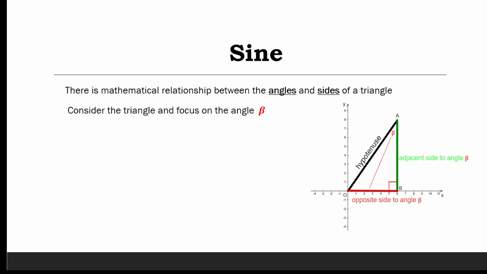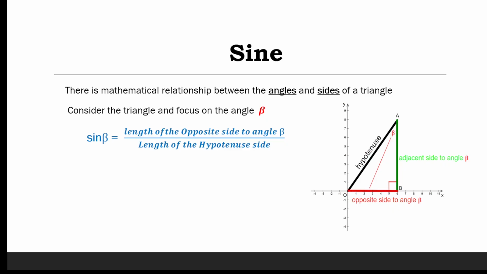Let us put our focus on angle beta. In this case, sine beta would be defined as the length of the opposite side to angle beta divided by the length of the hypotenuse side. In short, sine beta is equal to OB divided by OA, and OB can be made the subject of the formula to equal OA times sine beta. So in short, we can say the sine of any angle is equal to the opposite side divided by the length of the hypotenuse of a triangle.